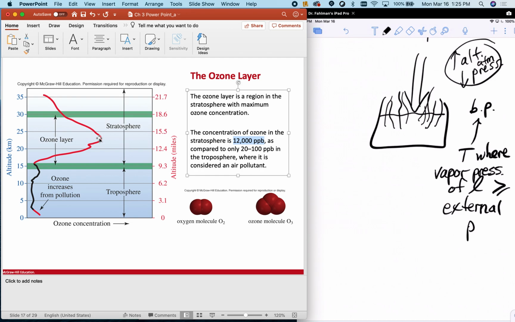So why is the ozone concentration greatest above like Antarctica versus above the equator or something like that? Is it because it's cold? Yeah, so cold, definitely.